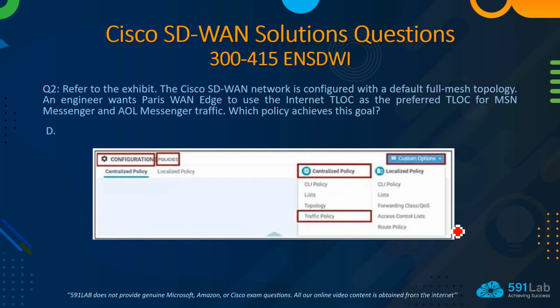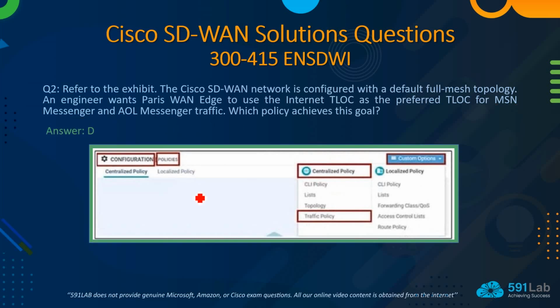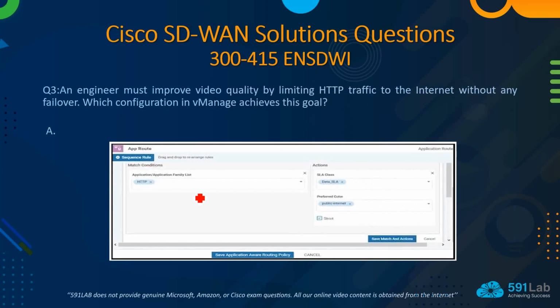Okay, now let's see D. D, we have a centralized policy, which is correct, and traffic policy. Traffic policy is used to match on a specific type of traffic, which is correct. Here we have a specific application, which is MSN Messenger and AOL Messenger traffic. Okay, so the correct answer should be D. Now let's move to the next question.